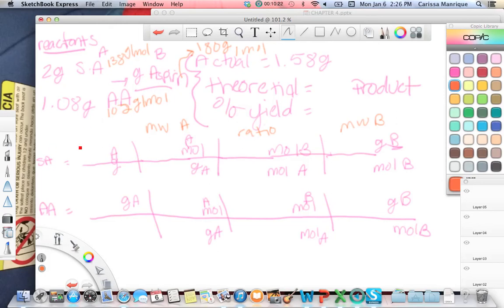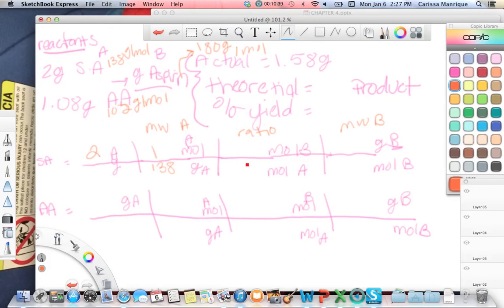Okay, so our starting gram here for salicylic acid is 2 grams. Now gram per mole, that's our molecular weight. Our molecular weight for salicylic acid is 138. So 138 gram per 1 mole.